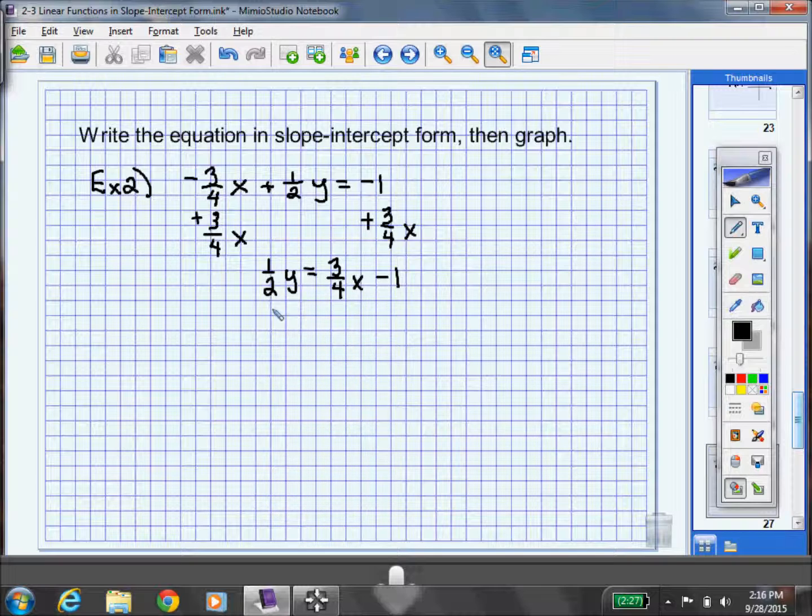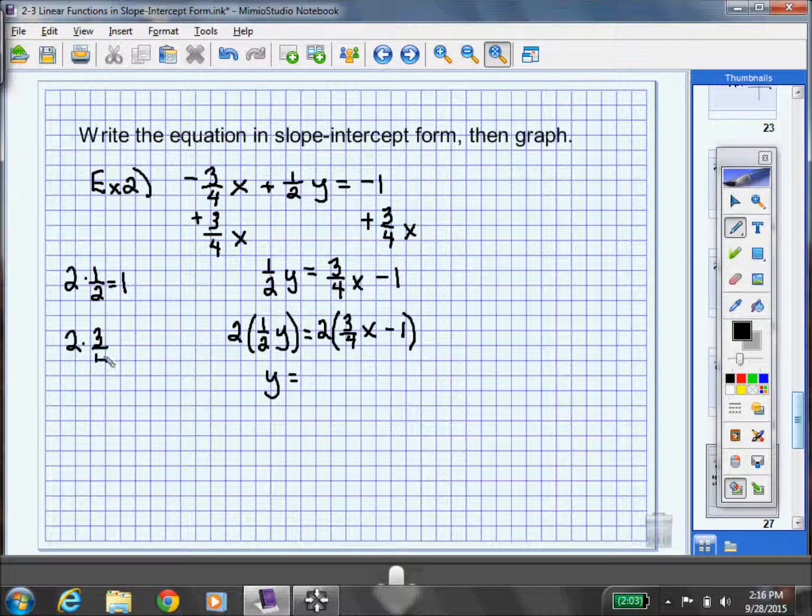So what is the reciprocal here? 2. Or 2 over 1, right? The reciprocal of 1/2 is 2 over 1, which is 2. Okay, so we're going to multiply both sides times 2. We could have divided by something if you wanted to, but it just makes it more complicated because times 2 will make the 1/2 cancel out. 2 times 1/2 does cancel out, and that equals 1. That's why that works. So y equals, how much is 2 times 3/4?